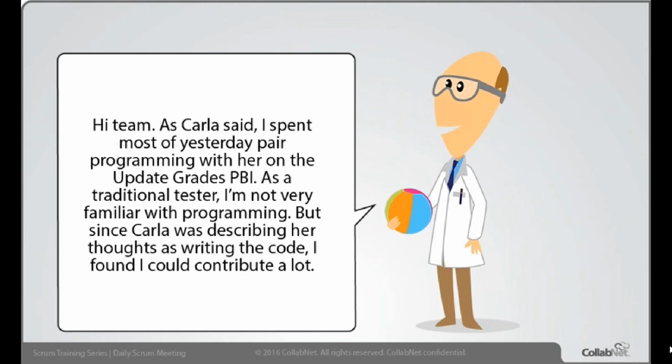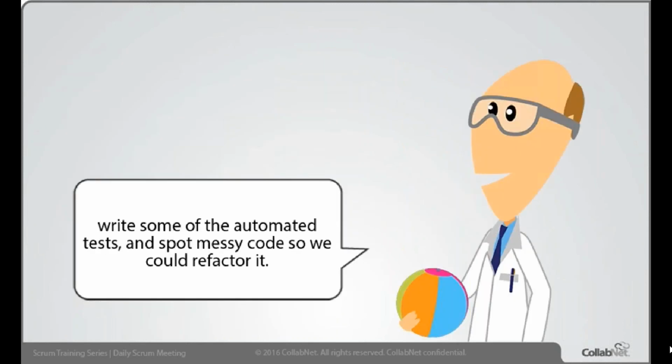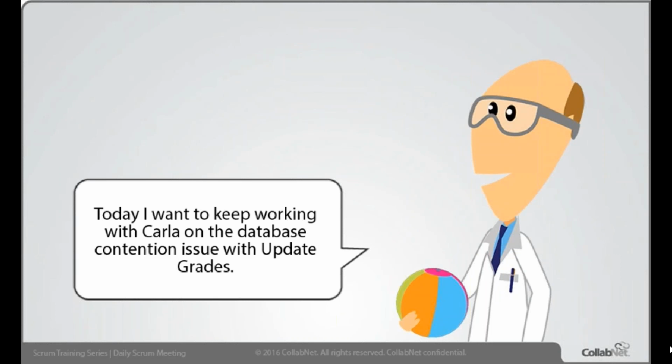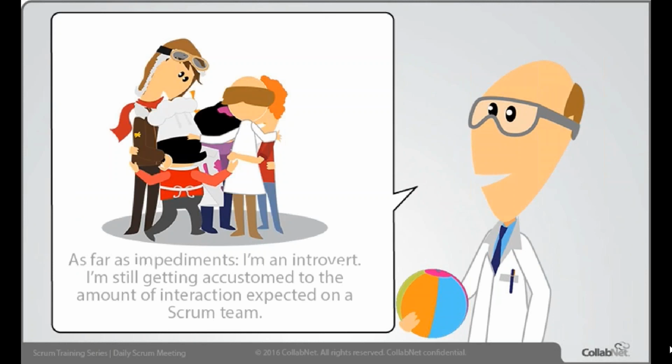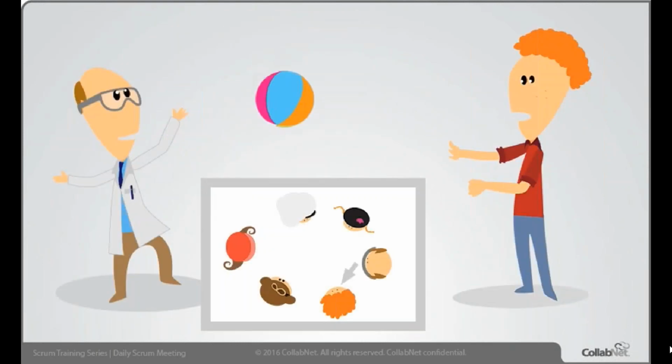Hi team. As Carla said, I spent most of yesterday pair programming with her on the update grades PBI. As a traditional tester, I'm not very familiar with programming, but since Carla was describing her thoughts as writing the code, I thought I could contribute a lot. I was able to point out edge cases she wouldn't have thought of, write some of the automated tests, and spot messy code so we could refactor it. Today, I want to keep working with Carla on the database contention issue with update grades. As far as impediments, I'm an introvert. I'm still getting accustomed to the amount of interaction expected on a Scrum team. Sometimes I need to retreat to my old office to take a break.